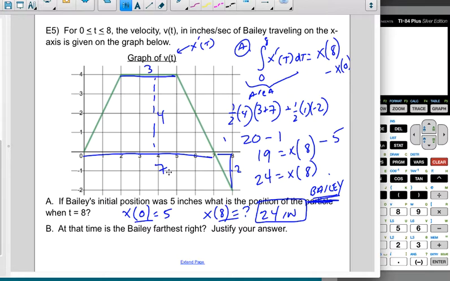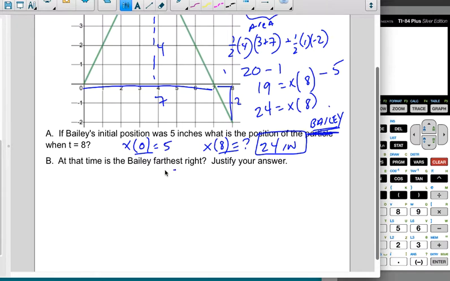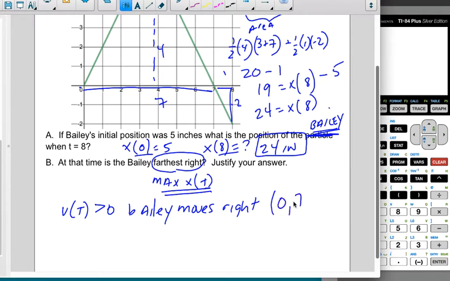Okay. Second question, at what time is Bailey farthest right? Justify your answer. Okay, so farthest right is asking for maximum position, right? That's what that's asking. It's saying what is his maximum position, right? So essentially, what's happening here is when v of t is greater than 0, Bailey is moving right. Bailey's moving to the right. Well, that means that that's happening from 0 to 7. So from t is 0 to t is 7, Bailey's moving to the right.